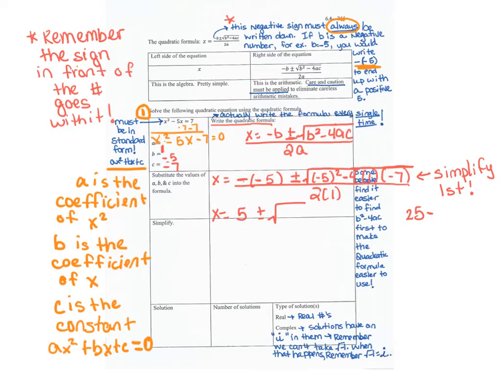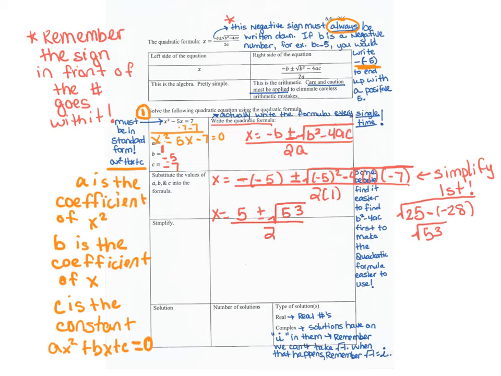is 28, negative 28. So I have 25 minus negative 28, and that's all underneath my radical. And then I have, let's see, 25 minus negative 28 is 53. So 5 plus or minus the square root of 53, all divided by 2.